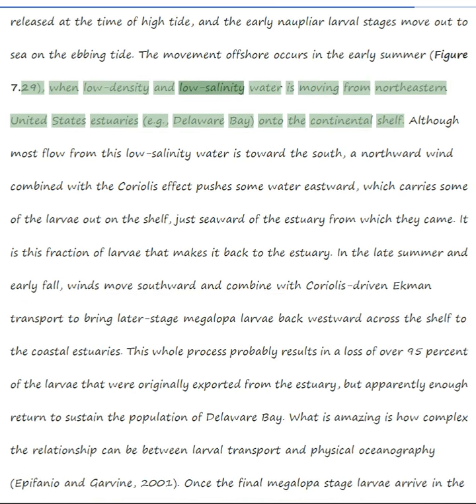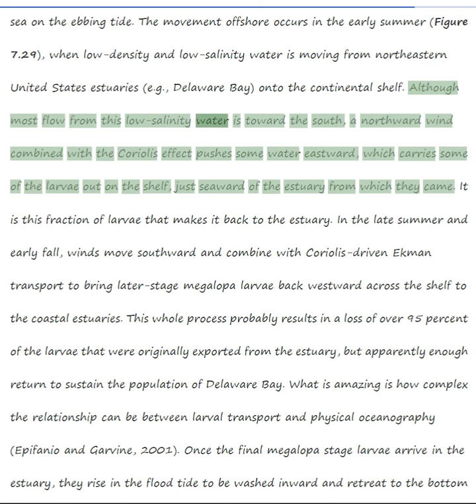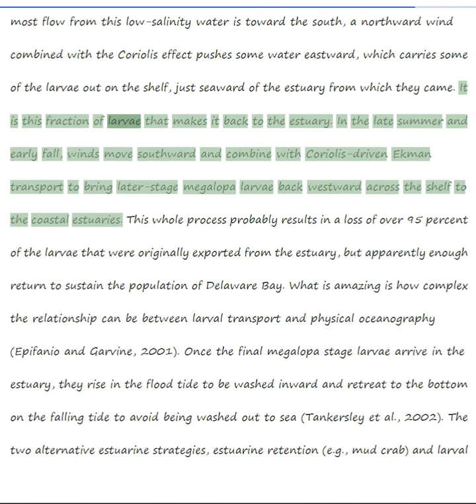The movement offshore occurs in the early summer, figure 7.29, when low-density and low-salinity water is moving from northeastern United States estuaries onto the continental shelf. Although most flow from this low-salinity water is toward the south, a northward wind combined with the Coriolis effect pushes some water eastward, which carries some of the larvae out on the shelf, just seaward of the estuary from which they came. It is this fraction of larvae that makes it back to the estuary.